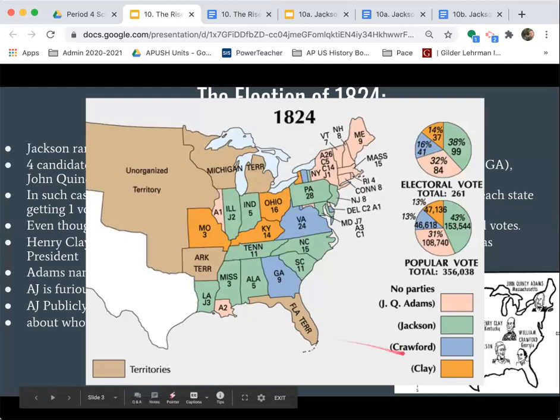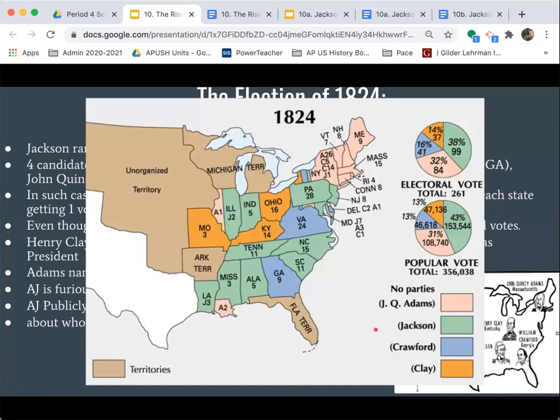So this is the chaos that has unfolded. The House of Representatives now has to decide who will be the next president amongst these three people: Quincy Adams, Jackson, and Crawford. Now you might be asking, why doesn't the House of Representatives just pick Jackson because he got the most votes? Good question. Jackson's thinking the exact same thing.